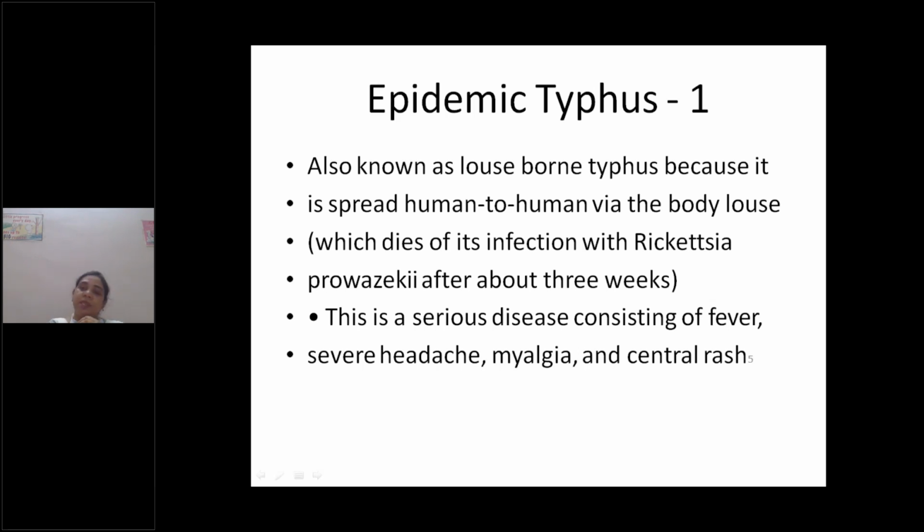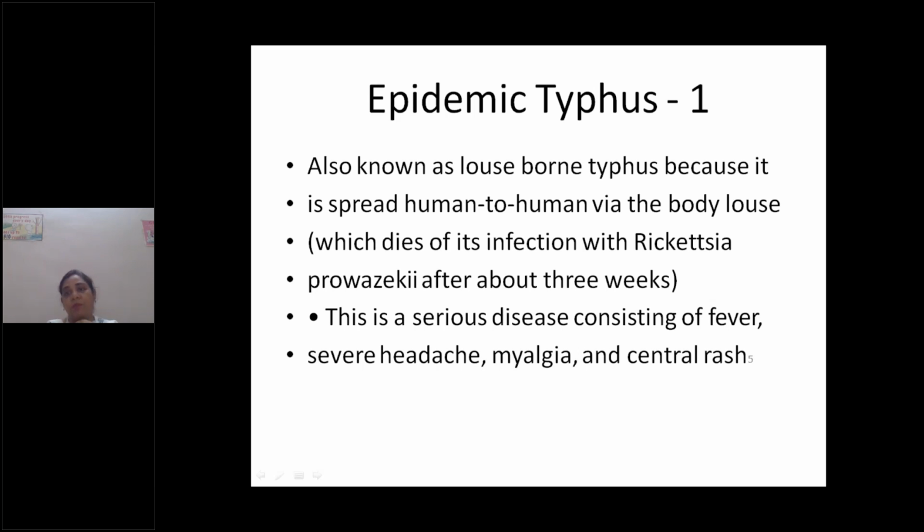What is recrudescent typhus? It is reactivation of epidemic typhus. Symptoms are all similar to those of epidemic typhus, but they are usually milder. One fact, there will be no rash in recrudescent typhus. What's another name for recrudescent typhus? Brill-Zinsser disease.